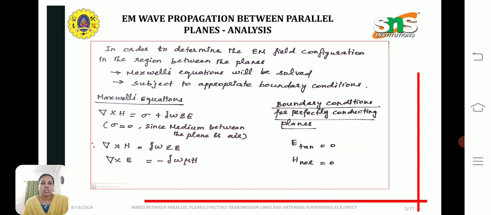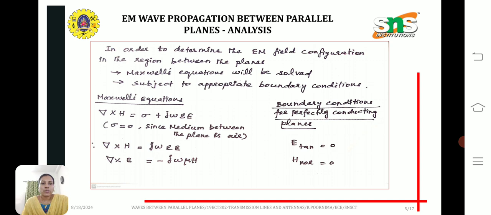Del cross H equal to sigma plus j omega epsilon times E. Sigma equal to 0 since the medium between the planes is air. So for the air medium the conductivity is 0. So sigma is 0, and del cross H becomes j omega epsilon E, and del cross E equal to minus j omega mu H. So these are Maxwell's equations.